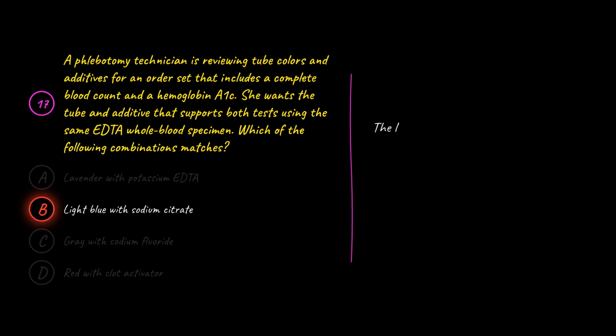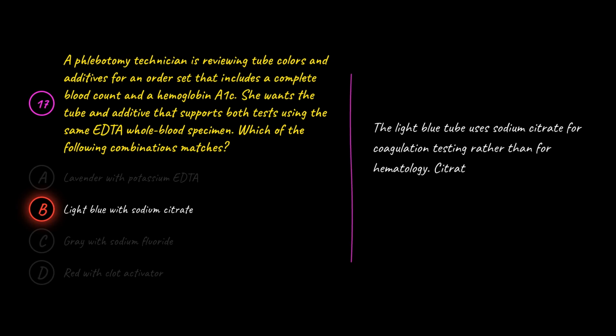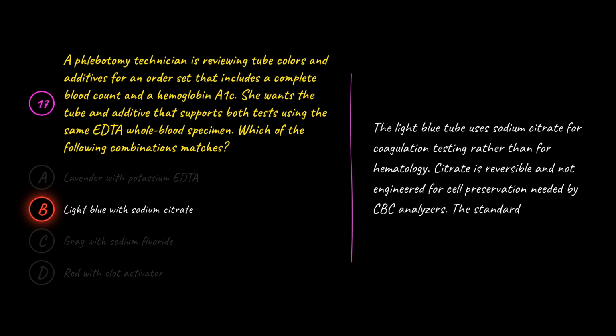B is wrong because the light blue tube uses sodium citrate for coagulation testing rather than for hematology. Citrate is reversible and not engineered for cell preservation needed by CBC analyzers. The standard reflects current practice in routine clinical phlebotomy.